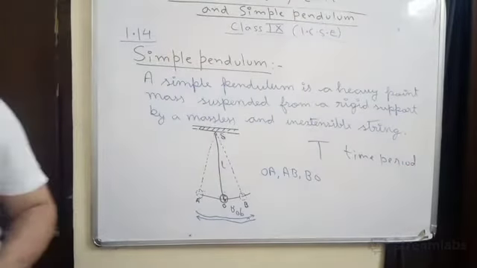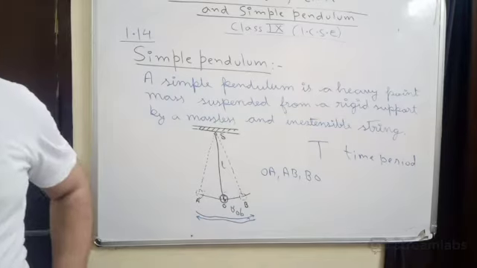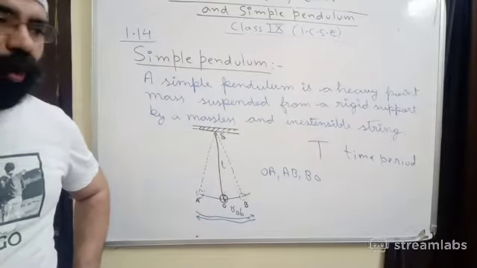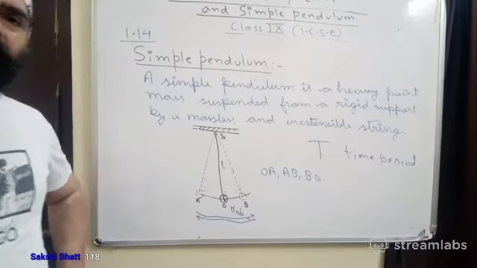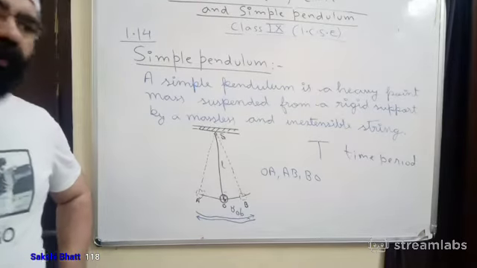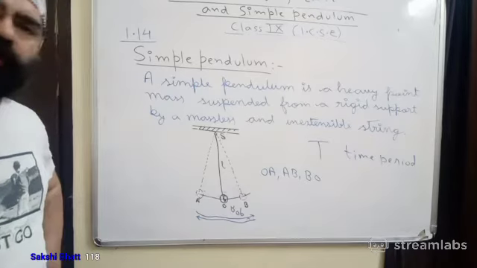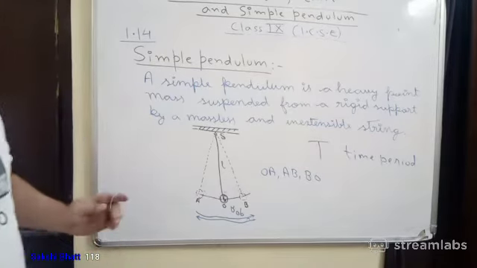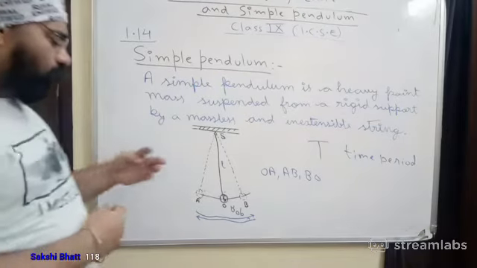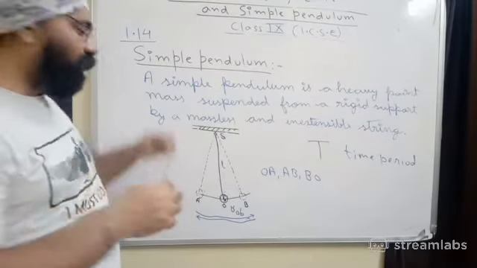It is the time taken to complete one oscillation. Which means if it starts from A, then goes to B and comes back to A, whatever time it takes, that is denoted by a capital T, and we call it the time period. Okay, now the next thing we go to is to find the frequency.